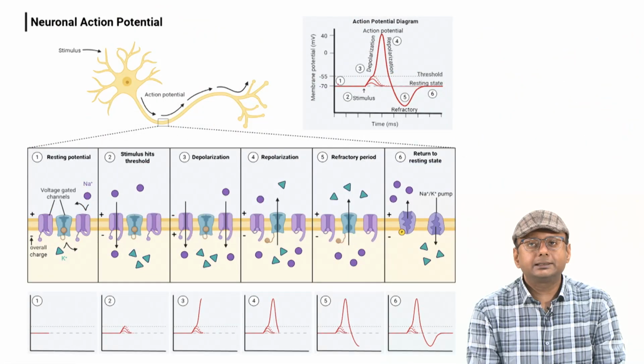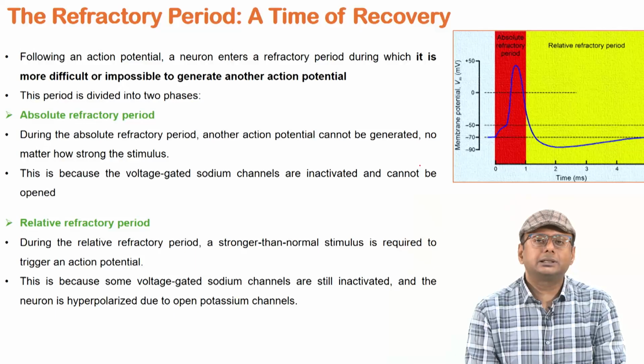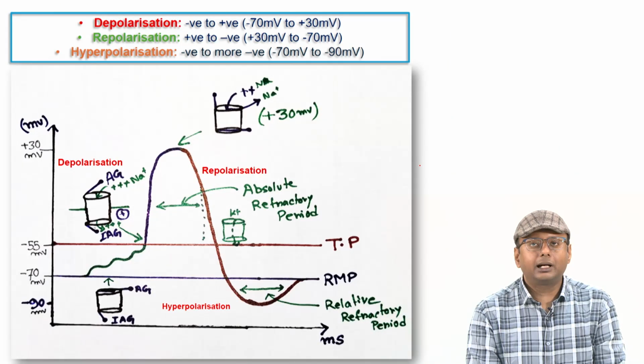So basically this is the neuronal action potential in a diagram, and all these ion channels are involved. This is a pictorial presentation. Now we will discuss two important things: the refractory period, and also we will try to represent the whole action potential sequence over a graph. Let's first go to the graph and then we'll discuss the refractory period.